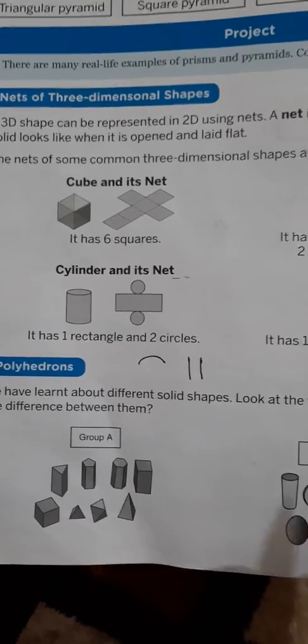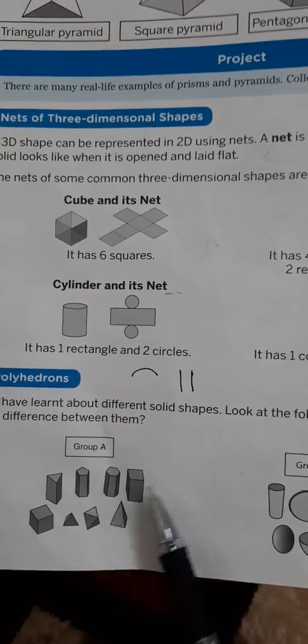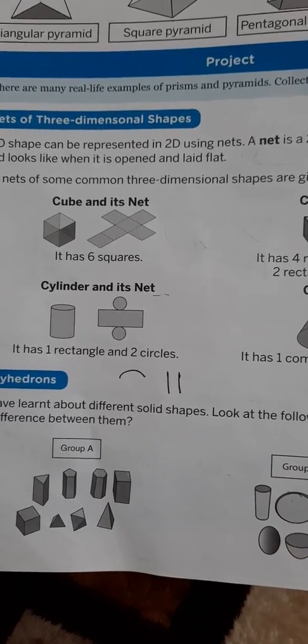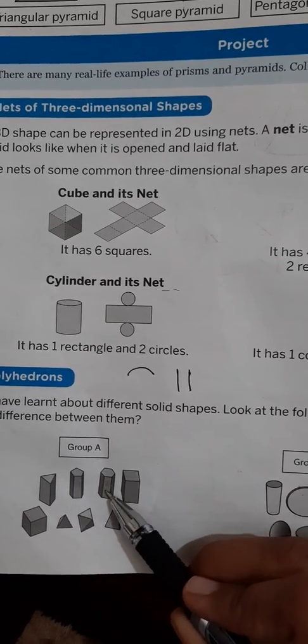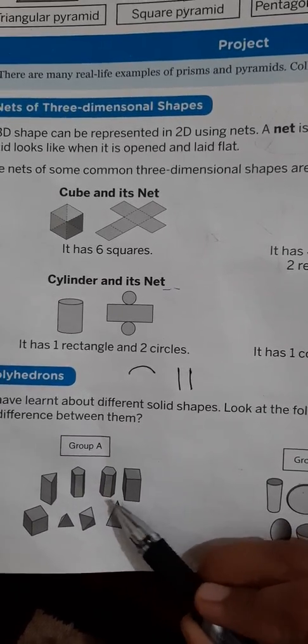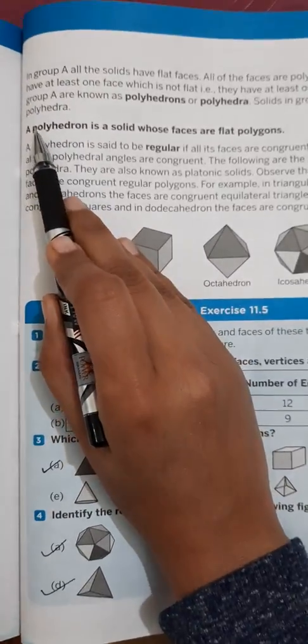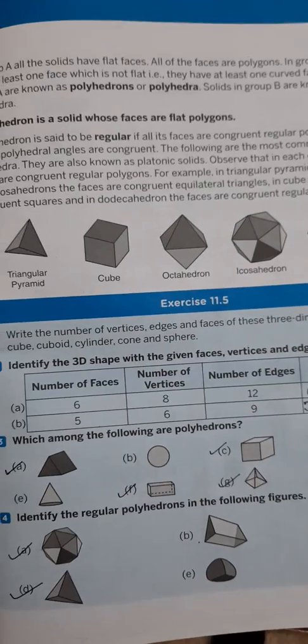So basically a polyhedron means it is a solid whose faces, these are all the faces, the side ones, are all flat polygons. Okay, all these are polygons. This is triangular, this is quadrilateral. Quadrilateral means rectangular. This is also rectangular, like this. Okay, so these are the examples of the polyhedron, and this is the definition of the polyhedron. A polyhedron is a solid whose faces are flat polygons.